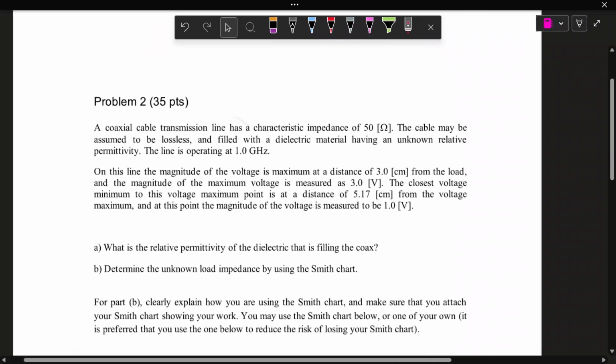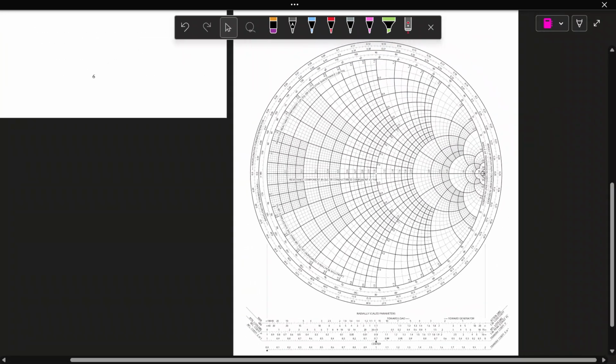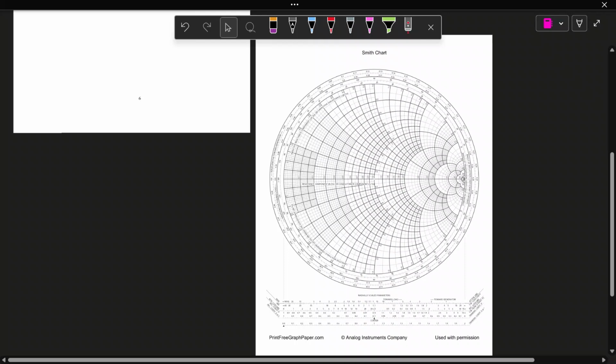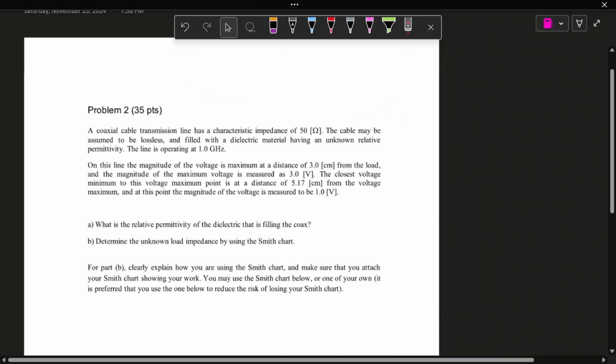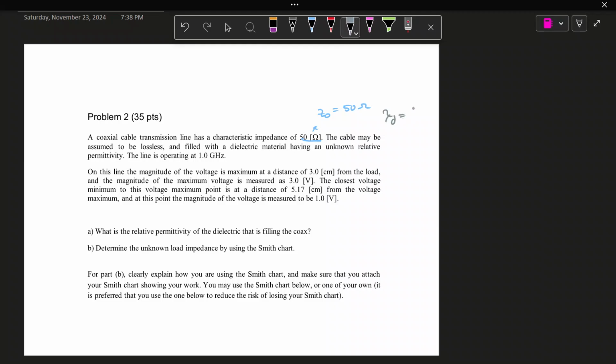So, starting this problem, Smith charts themselves, just looking at it, are a little bit of a mess. What is even going on? But let's try and pick apart this problem first. What do we notice whenever we read it? We have a characteristic impedance, a regular coax of 50 ohms. It says the cable may be assumed to be lossless. What does that mean for us? Well, that means the dielectric wavelength is equal to the guided wavelength. It'll become more important later on.